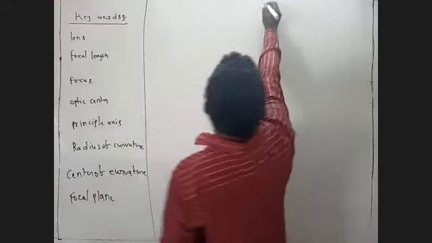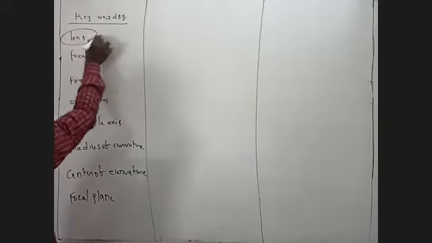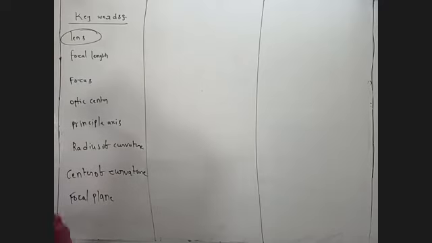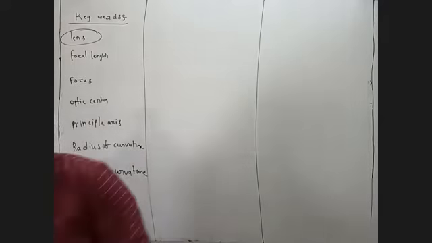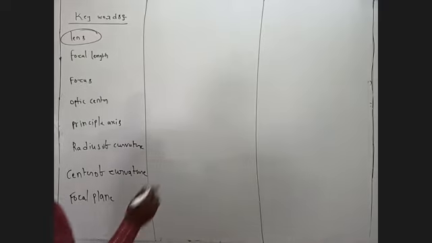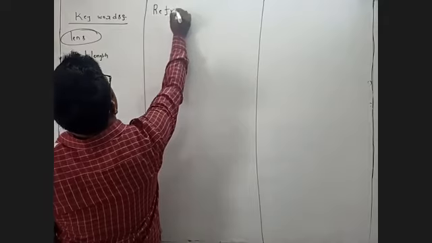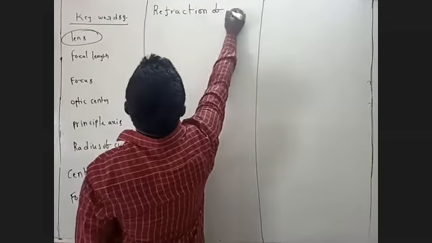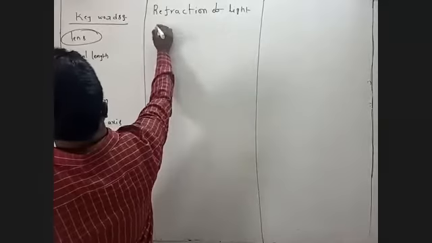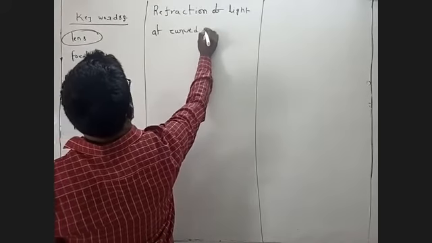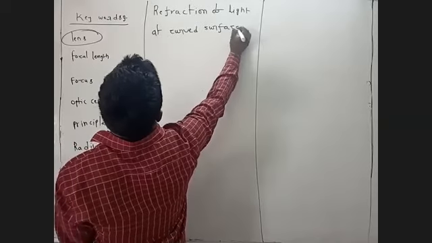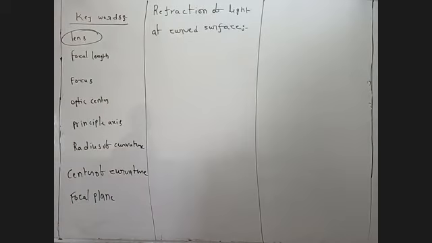Now, see. So, what is a lens? The keywords are lens, focal length, focus, optic center, principal axis, radius of curvature, center of curvature, and focal plane. This chapter means refraction of light at a curved surface. Refraction of light at a lens.